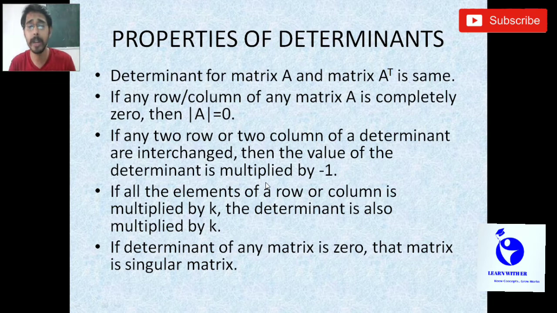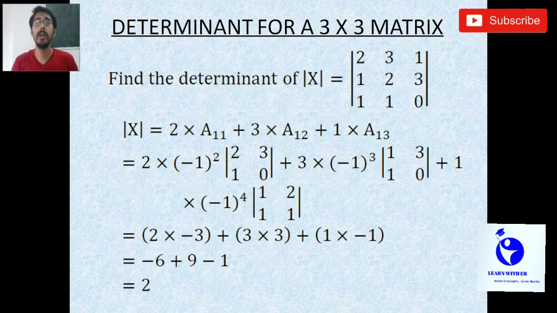The last point, now this is not exactly any property, this is just a definition. It says if the determinant of any matrix is 0, then the matrix is a singular matrix. This is just a definition which we need to remember. If you find out that the determinant of the particular matrix is 0, then this matrix will be defined as a singular matrix. Now let us go to the application.